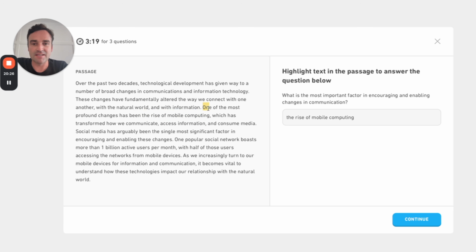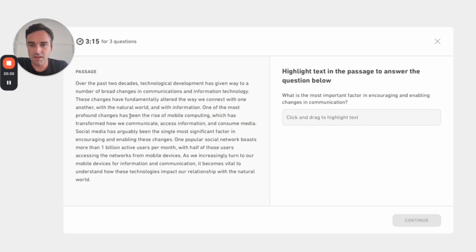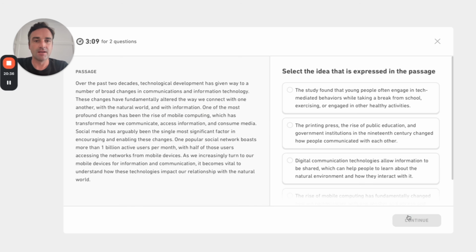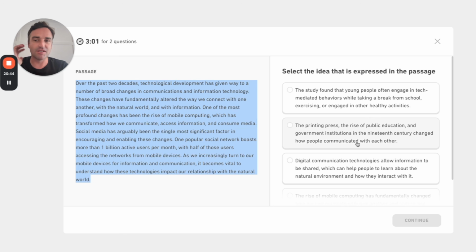Again, you do not need to do the whole sentence. You just highlight the correct part of the sentence. Okay, now is the main idea. So again, we've already read this. We do not need to read it again necessarily. You can if you need to. It's not a must.